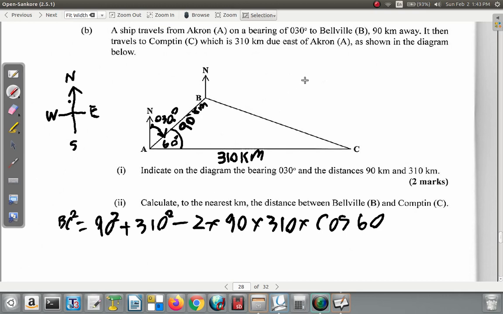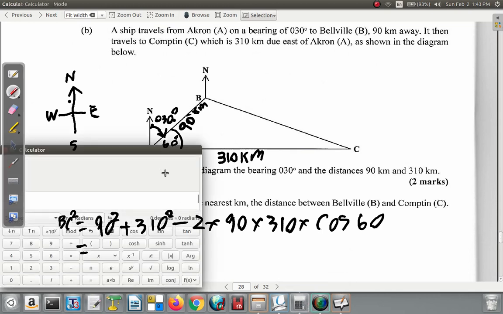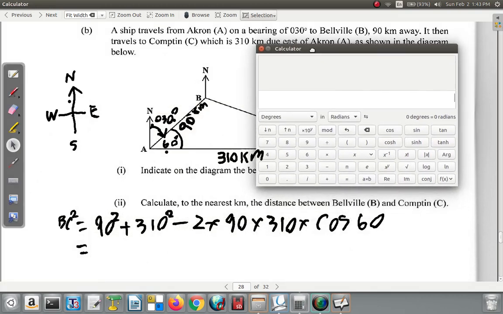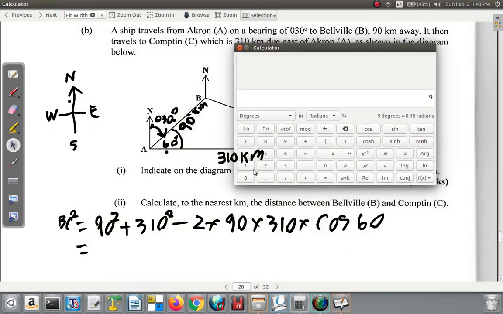Now you have the cosine rule on the formula sheet, so you don't have to worry too much about trying to remember it. But you have both sine and cosine rule on the formula sheet. Alright, so let's use a calculator. So what we have is 90 squared. This doesn't have a direct square, so I say to the power of 2.